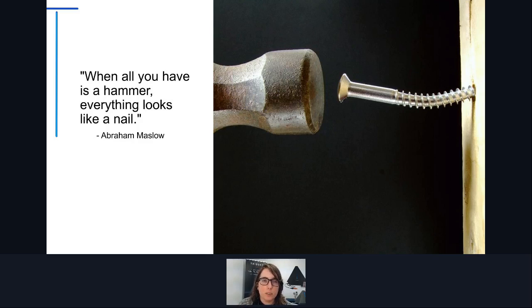And what it boils down to is this quote from Abraham Maslow: when all you have is a hammer, everything looks like a nail. The idea being that, you know, if you only have the one tool, you're going to try and make it work, even if it's not necessarily the best option.